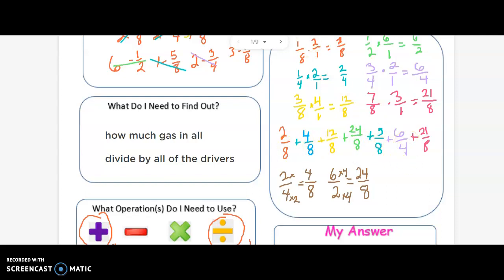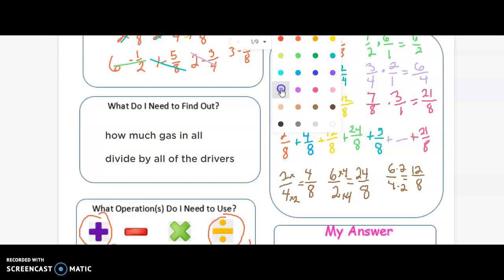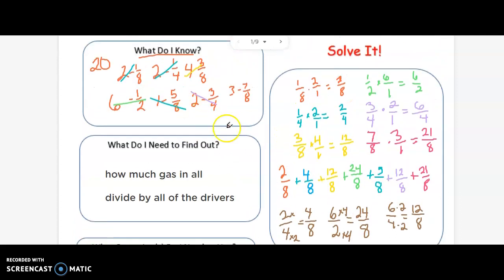Let's make 6/4 an equivalent fraction with 8 as the denominator. So I'm going to multiply 4 times 2, 6 times 2, and I get 12/8. So let me change this to 12/8. Okay, so now I can add all of the amounts of gasoline together.